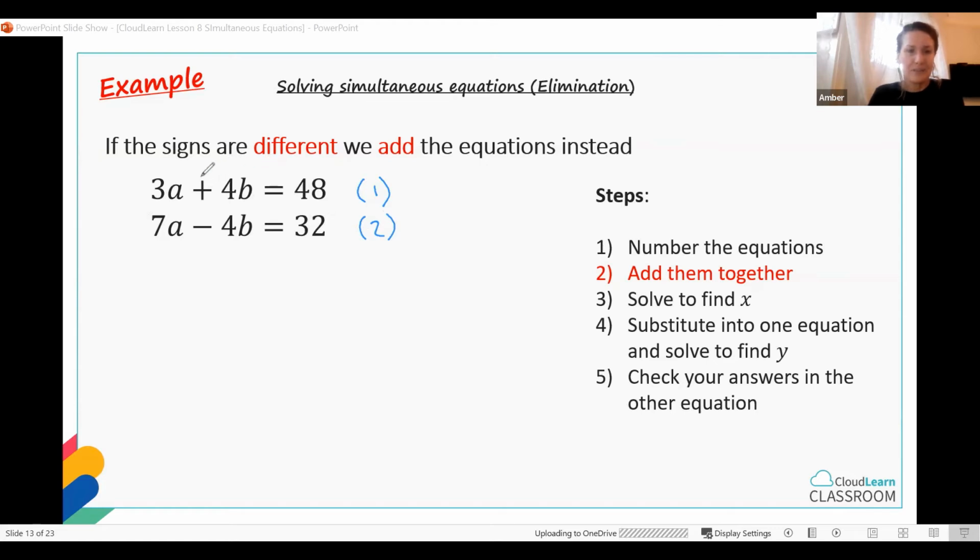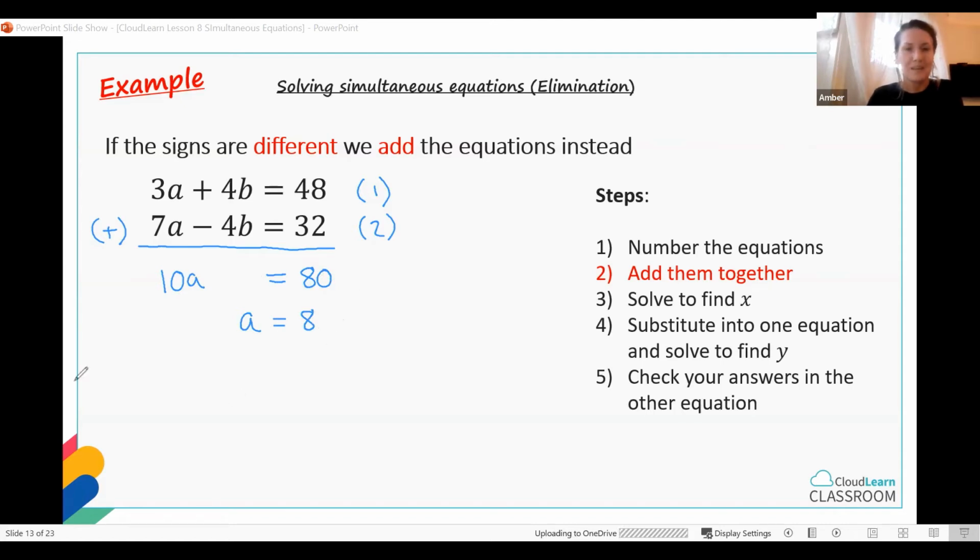Now, the signs are different. I've got plus 4b and I've got minus 4b. So because the signs are different, I'm going to add them together. So adding them together, 3a plus 7a is 10a, plus 4b plus minus 4b is essentially just 4b take away 4b. So that becomes 0. And then 48 plus 32 is 80. So we've got 10a is equal to 80. And that means that a then is equal to 8, because 10 times 8 is 80. So there we go. We've got a is 8, which I got lots of correct answers in the chat for.